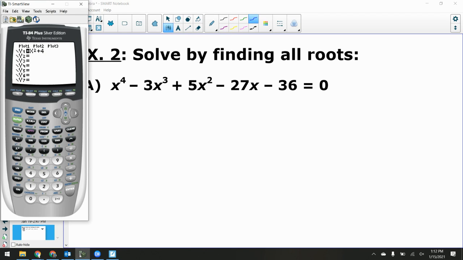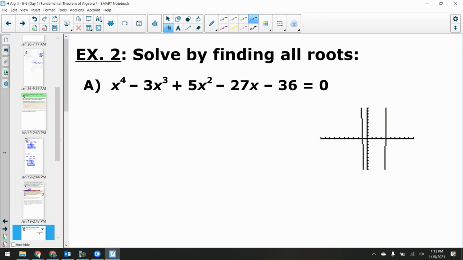We go to the calculator, and you say, okay, I've got x to the fourth minus 3x cubed plus 5x squared minus 27x minus 36. I'm just going to double check that. And I go to graph it. Okay, it looks like it crosses twice. Once there, once there. How many zeros should there be? There should be 4, right?